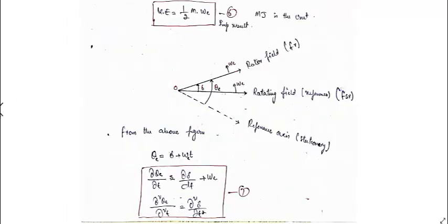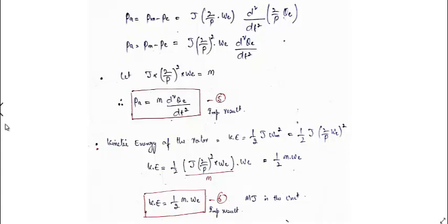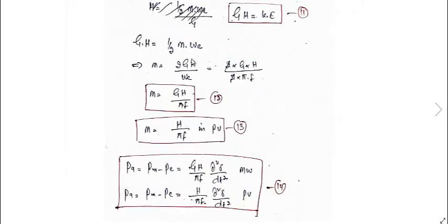Also, the kinetic energy is given in terms of M as 1/2 M omega_e squared. It is given over here. You can see it from here. So equating these two, gh is equal to 1/2 M omega_e squared. We can find M in terms of h. M is equal to 2gh divided by omega_e squared, where omega_e is 2 pi f. This 2 will cancel out. This M is equal to gh by pi f.